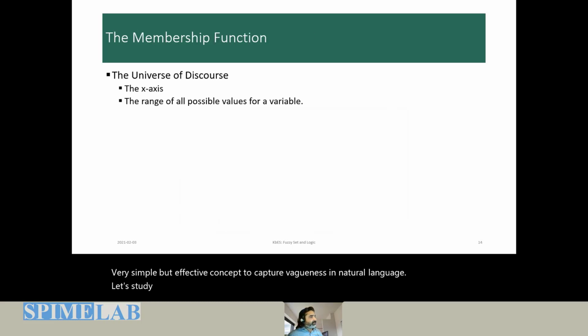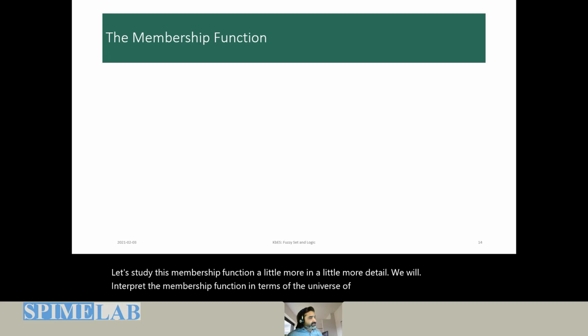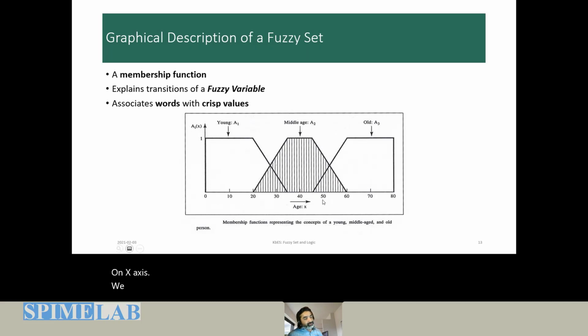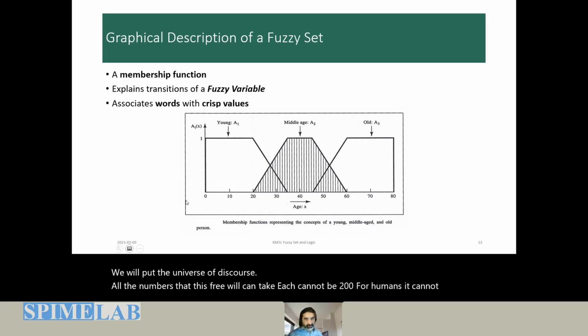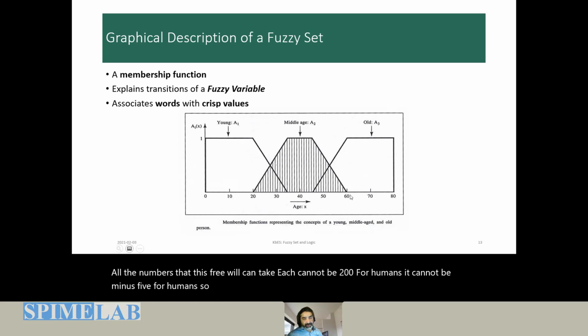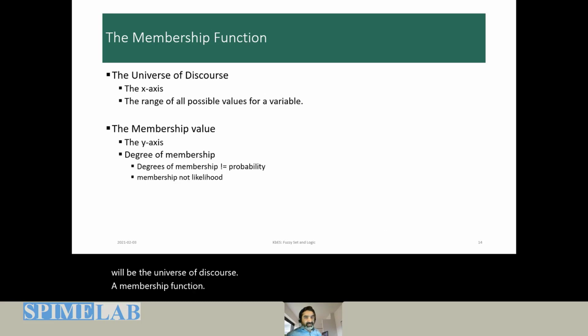Let's study this membership function in a little more detail. We will interpret a membership function in terms of the universe of discourse. On the x-axis, we will put the universe of discourse, all the numbers that this variable can take. Age cannot be 200 for humans. Age cannot be -5 for humans. So all possible values ordered on the x-axis from minimum to maximum will be the universe of discourse for a membership function. The next term is the membership value. On the y-axis, we will put mu, the membership value, which represents the degree of membership.